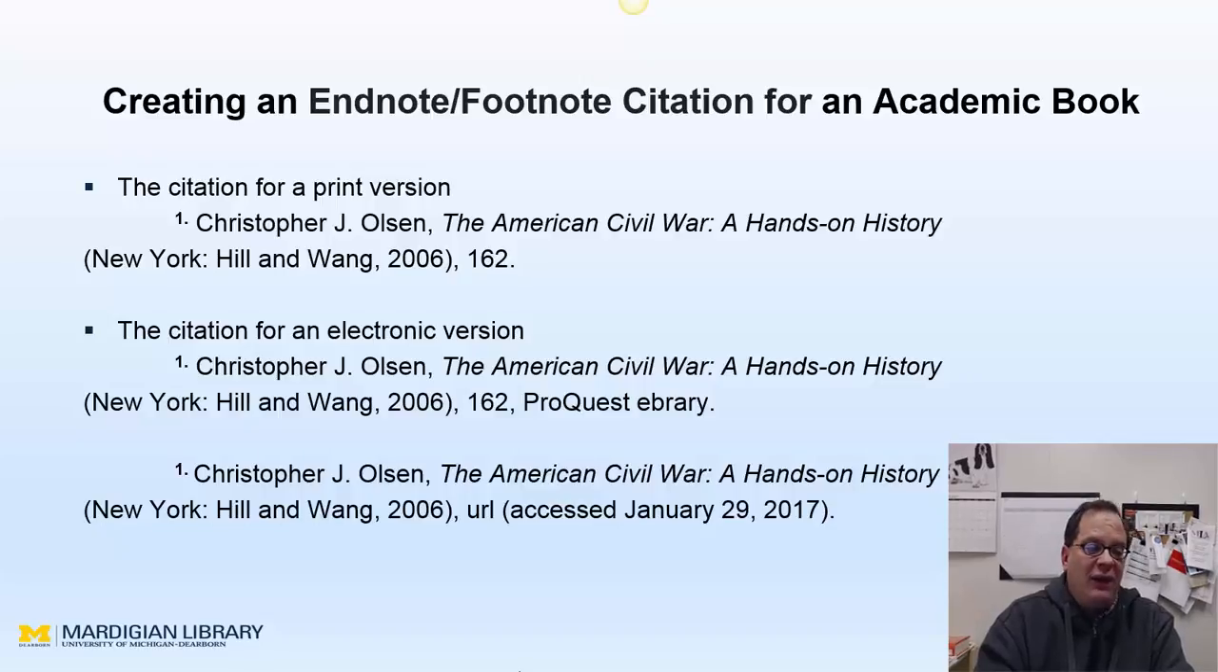Now, with the last citation here, this is if you find something freely available on the internet. Okay? You would need to then include the URL and then the date the item was accessed. This is if it's a book, okay? And we have found it freely available on the internet. We then provide the URL and then the date it was accessed. Okay? So these are some simple instructions for creating an endnote or footnote citation for an academic book.